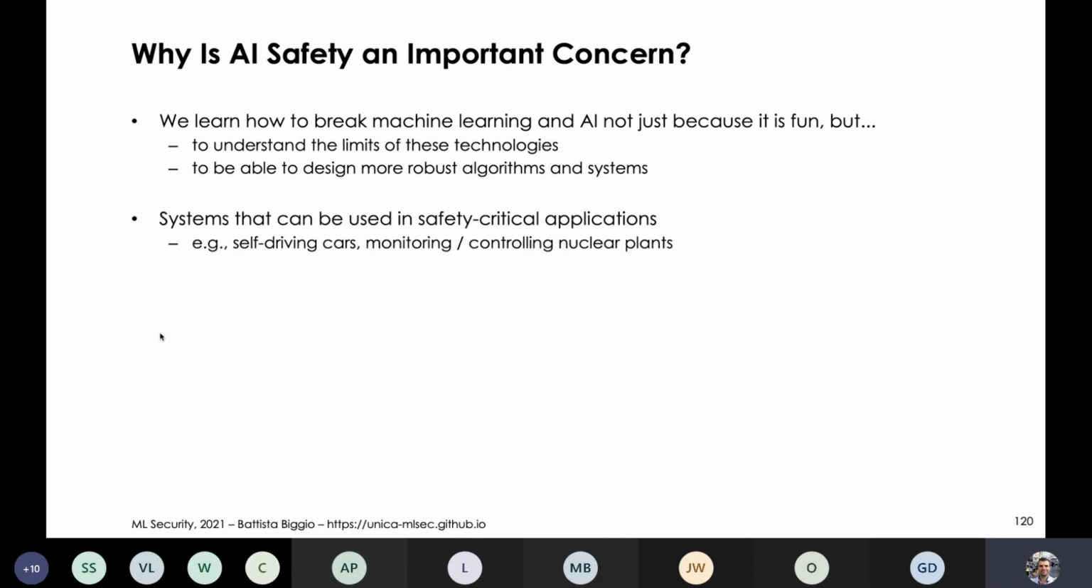And the final goal would be to be able to use them also in safety critical applications, or at least have guarantees that when they are used in such applications, something bad doesn't happen. I'm talking about self-driving cars, monitoring or controlling nuclear plants, for instance, or using them in airplanes or things like that. So for that, you need guarantees. And at the current state of the art, we don't have them.